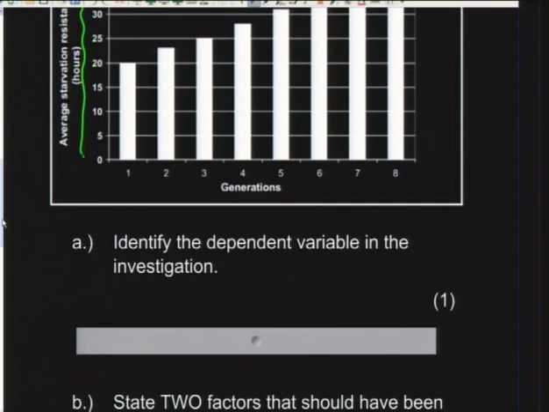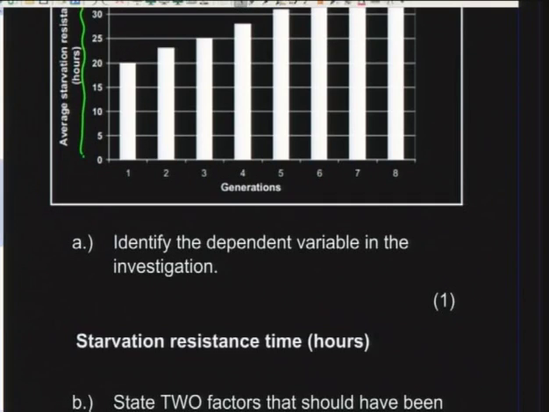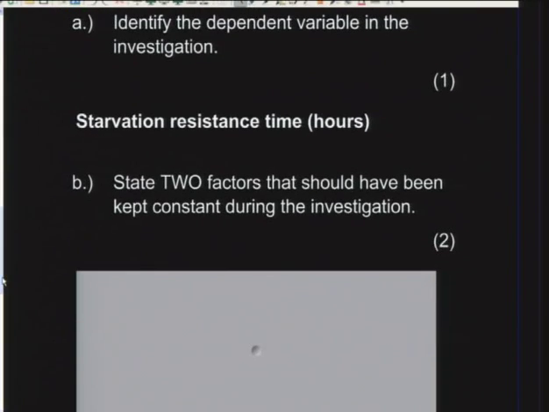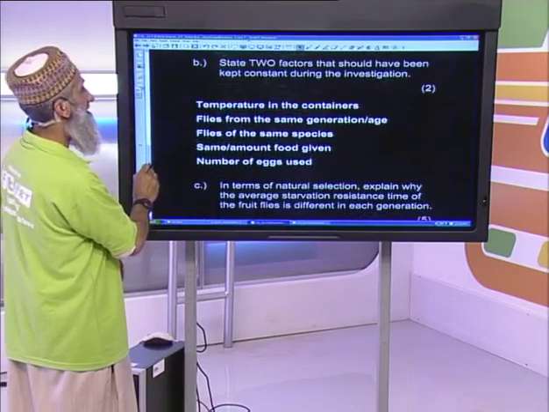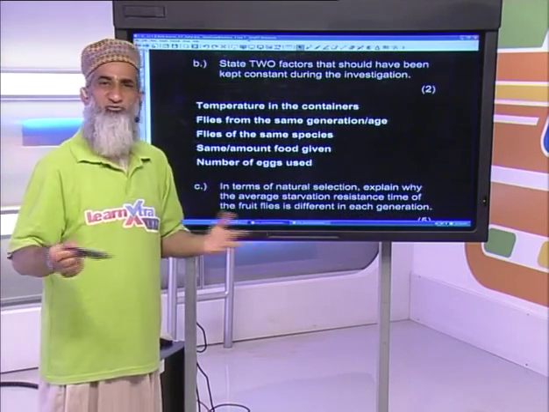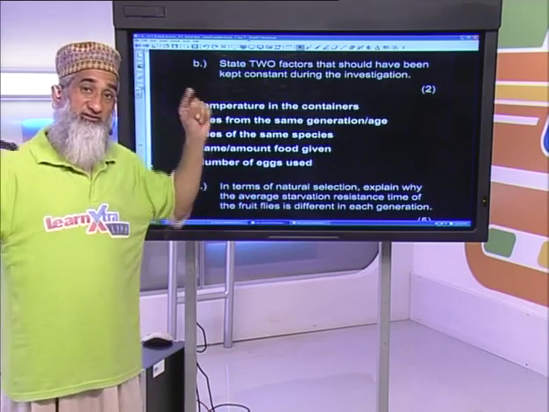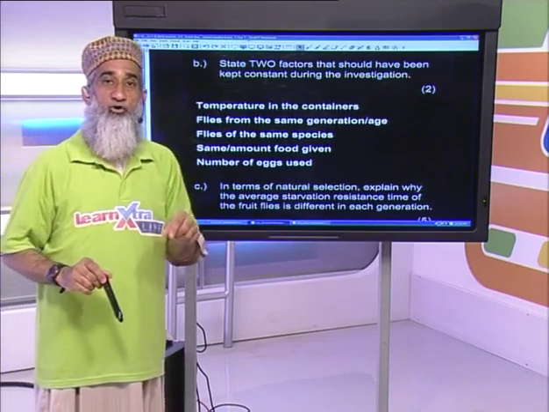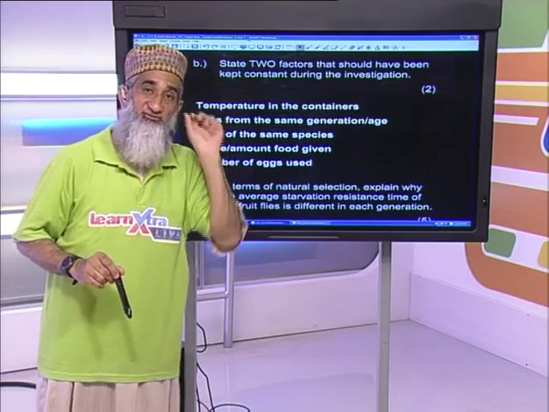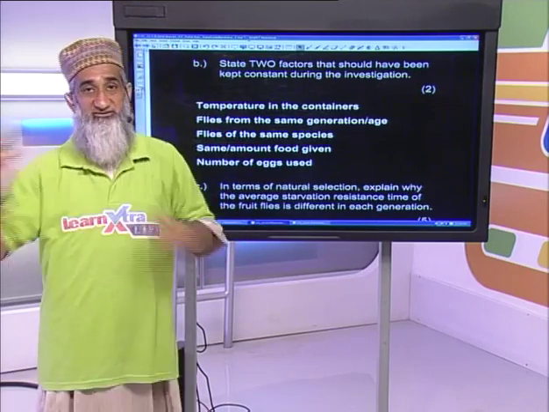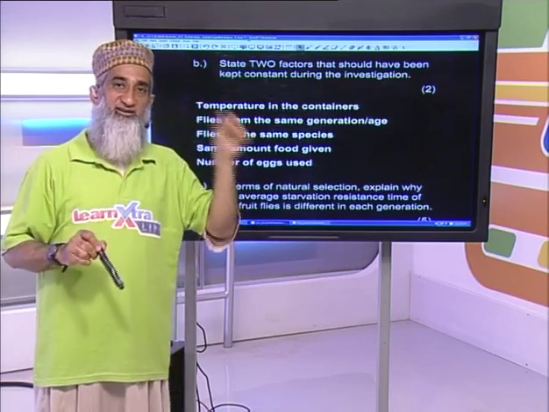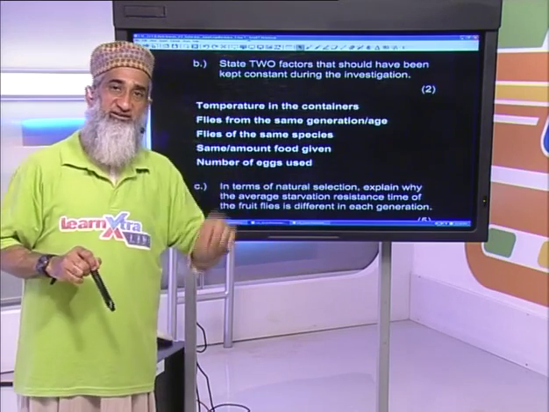Identify the dependent variable in this investigation. That's easy, the starvation resistance, because starvation resistance time is dependent on the number of generations there. State 2 factors that should have been kept constant in this investigation. First of all, the temperature in the containers must be the same, because if we alter the temperature, then we're changing something else. What are we testing for? We are testing for how long they can survive without food. If we change anything else, then we are not sure that the factor that we are changing is indeed the reason for the change.